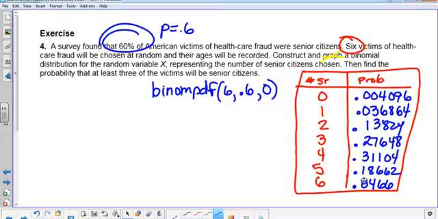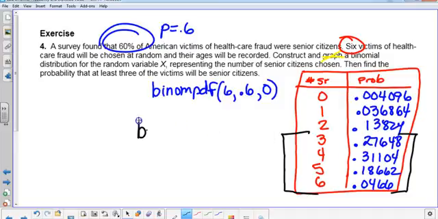All right. Find the probability that at least 3 of the victims will be senior citizens. Which ones are winners? 3 through 6, right? So we have to add up all the probabilities here. There's 2 other ways we could do that question. Anybody think of either one? What are these total? 1, right? So we could do 1 and subtract those 3. I don't know that that's a whole lot shorter, right? But that would work.